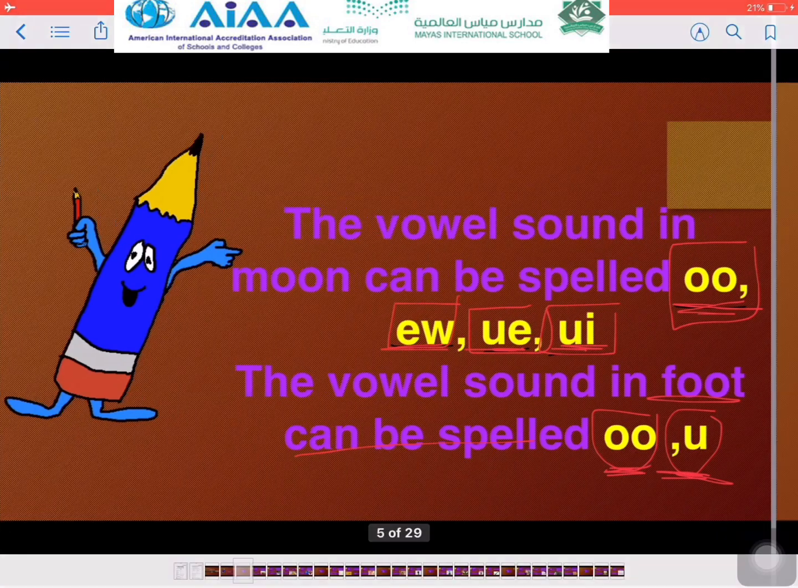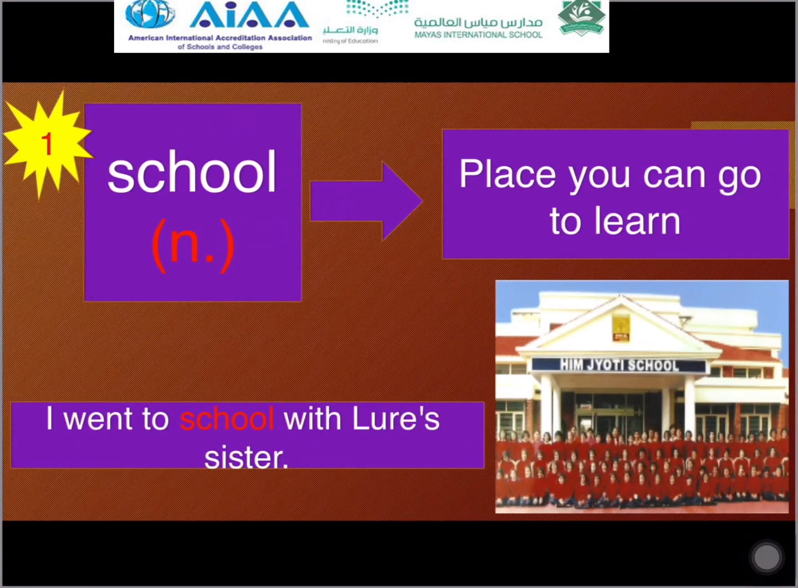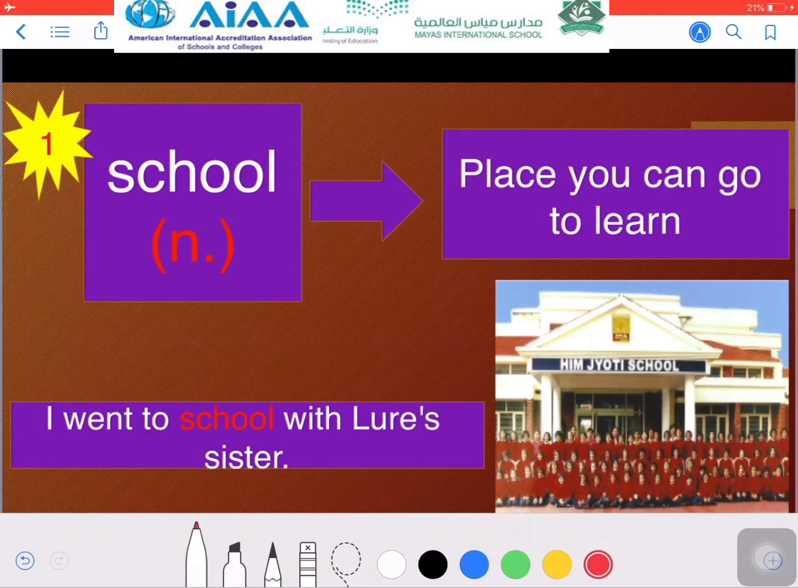Let's start. We have the long U. Repeat after me, U, U. Yes, excellent. Here, school, the easiest word. School. Please, you can go to school. Here, the meaning of this word, it's a place you can go to learn. I want to go to school. I went to school with Lori's sister, okay? School is an amazing place. And do you miss school? I miss school too.